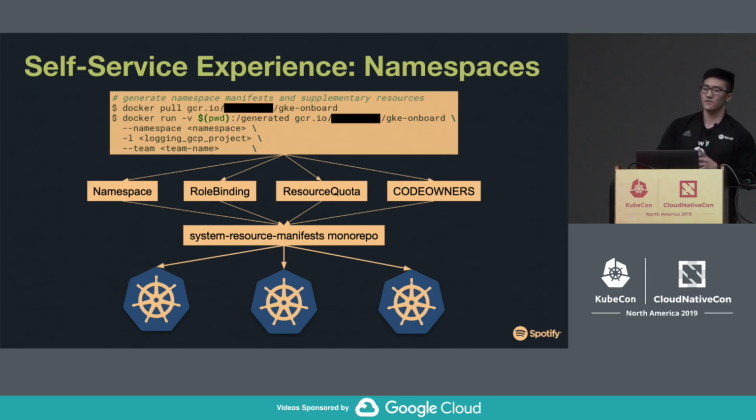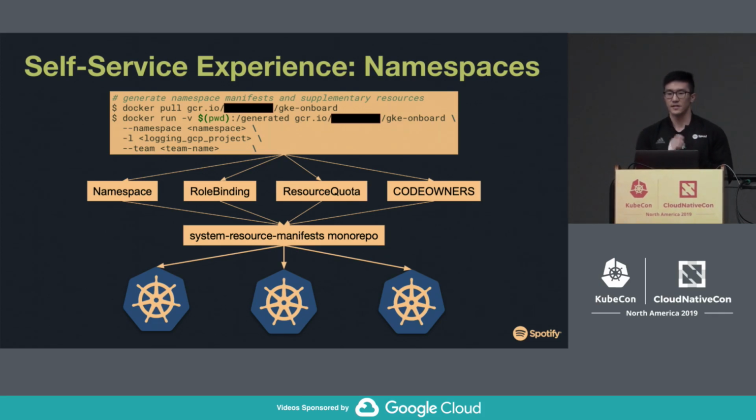What is involved in the developer or team getting their own namespace that they fully own and have full control over? We had this GKE onboard Docker container that we supplied to users that they could run locally on their machines. This would basically generate the proper namespace-related resources for their team or desired namespace on a monorepo called system resource manifests.